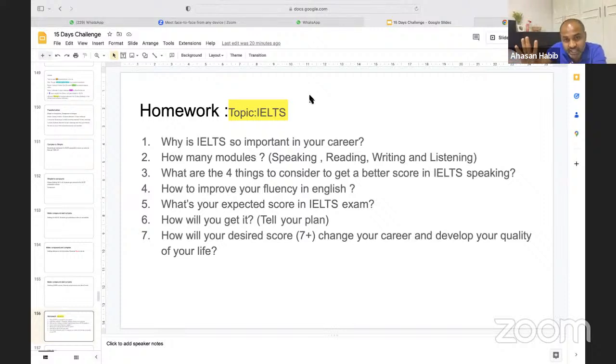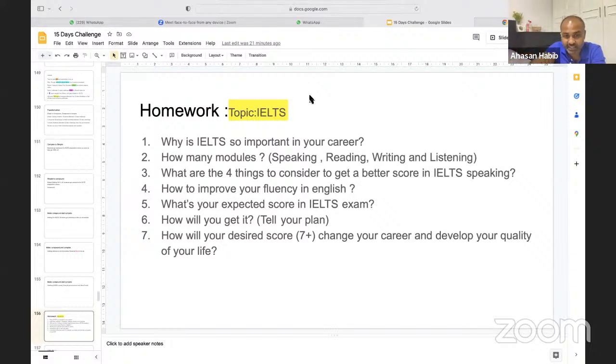So there are 4 modules in IELTS, already is speaking, reading, writing, and listening. So there are 4 things to consider to get a better score in IELTS exam. So first of all is fluency, second one is grammar, third one is pronunciation, and fourth one is variation of structure. So how to improve your fluency in English. So I know a few ways to improve my fluency. As my teacher recommended, if I practice 4 questions, for example, what I do every day, what I did yesterday, what does my favorite person do every day, and what will I do tomorrow. So if I practice these 4 questions next 30 days, I'll improve my fluency.